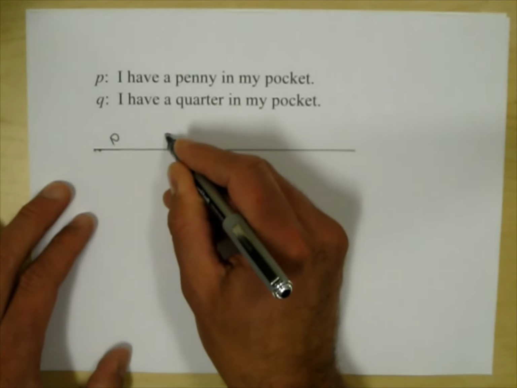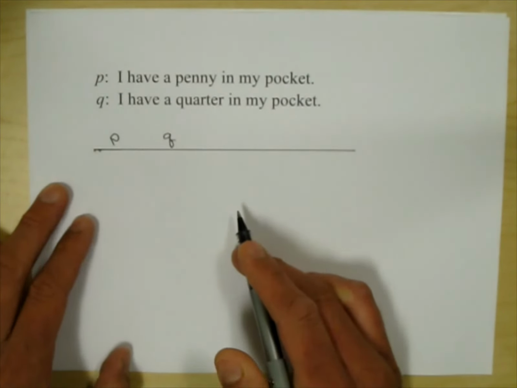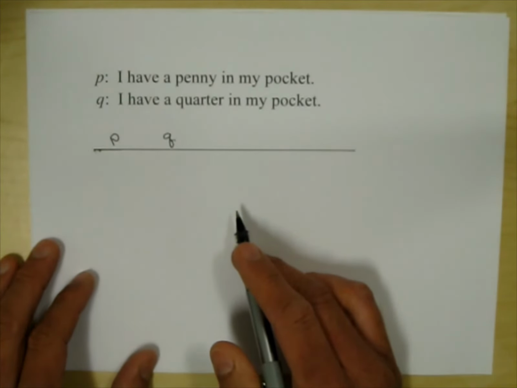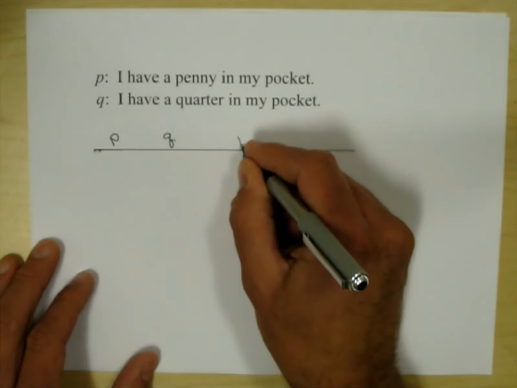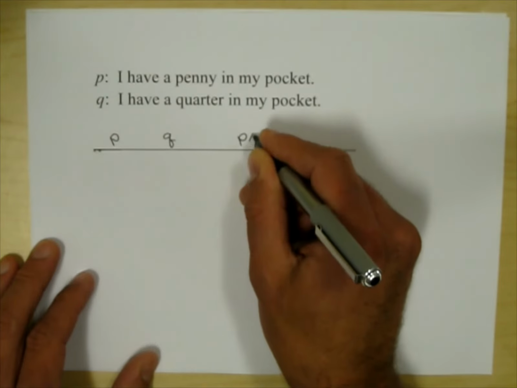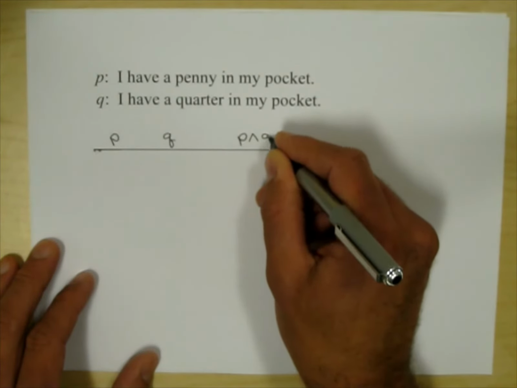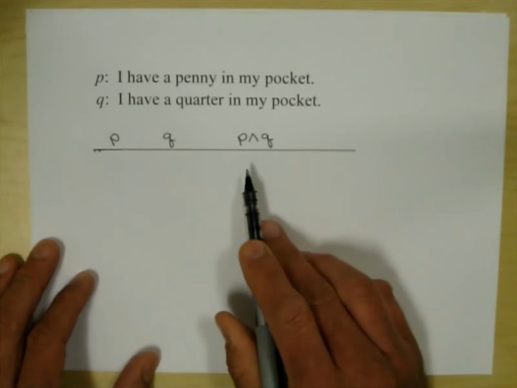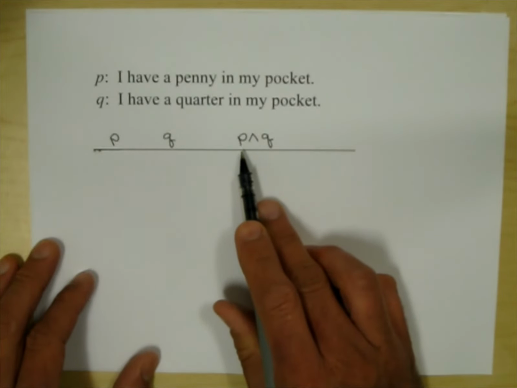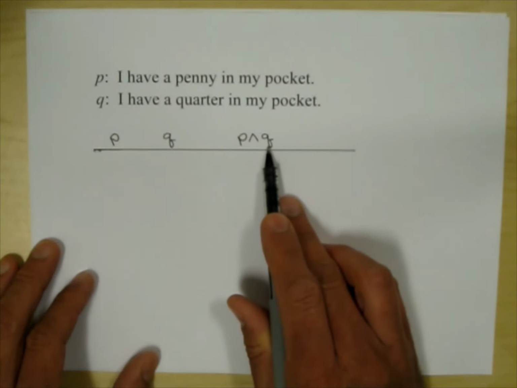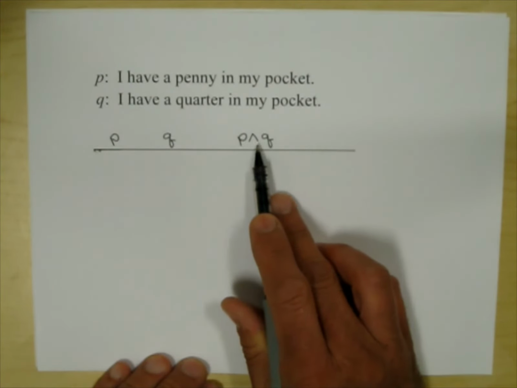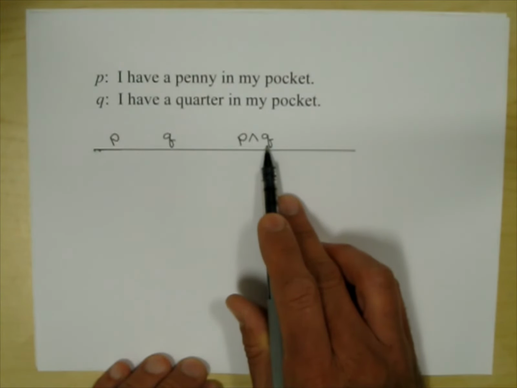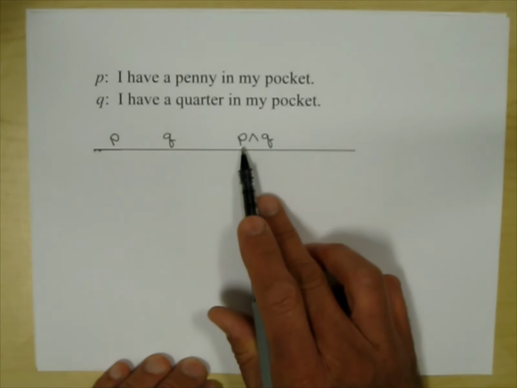Here's statement Q. What I'm doing right now is I'm constructing a truth table. And I want to analyze this statement right here. P, there's the cap, there's Q. So what does this really say? This says P and Q. Or it says I have a penny in my pocket and I have a quarter in my pocket. Or you can shorten it and say I have a penny and a quarter in my pocket.